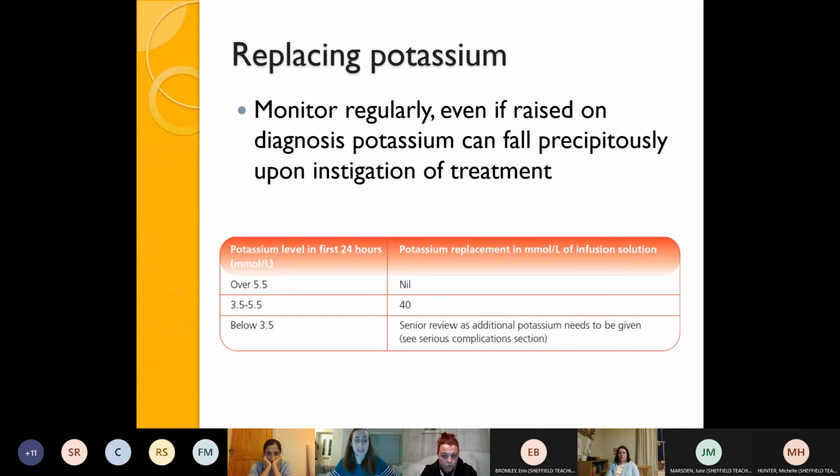And then we replace the potassium. So if they're hyperkalemic, obviously we don't add any potassium into the fluids, but we will monitor that and it will start to drop with the IV insulin in the fluid. So we keep an eye on that. And then once it comes into normal range, it's 40 millimoles per litre of normal saline. If they are hypokalemic, as I've already mentioned, we'll be escalating them because they may need to go to HDU.